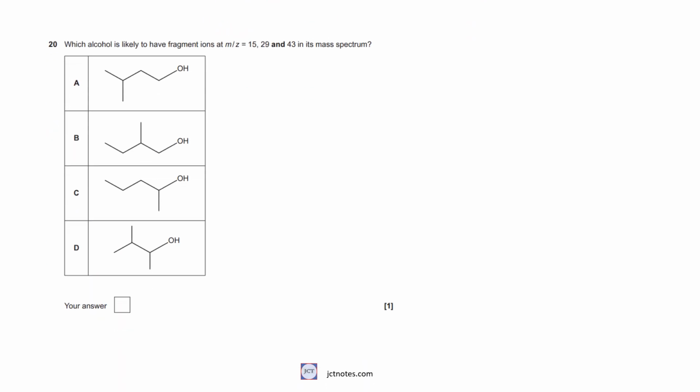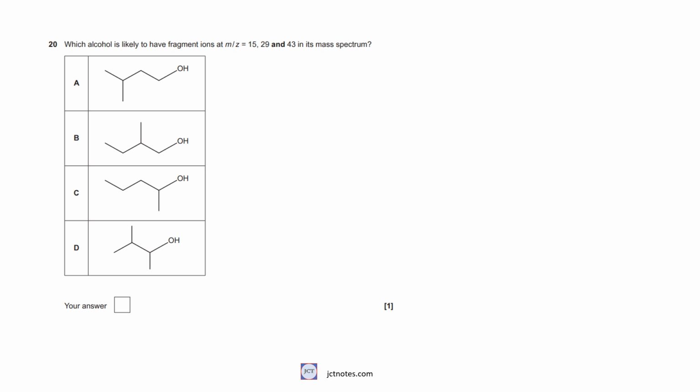In question 20, we are given a set of alcohols and we are asked which one is likely to have fragment ions at m/z ratios equal to 15, 29, and 43 in its mass spectrum. These exercises are trial and error until you find the correct breakdown of the molecules to obtain the relevant m/z ratios. Unless I see clearly from the beginning, I would leave this question to the end. For this particular exercise, I have not found an m/z ratio of 43 for any component except for option C.